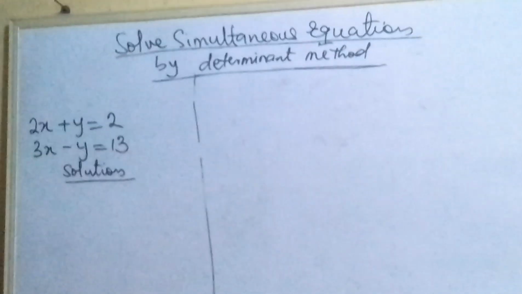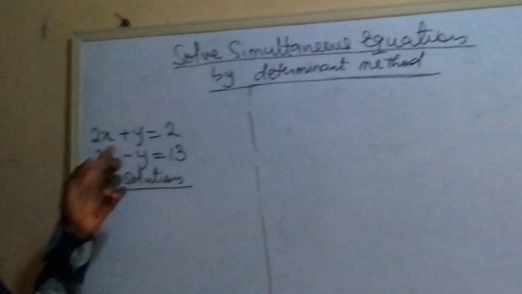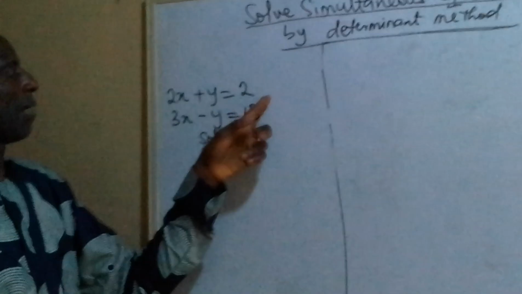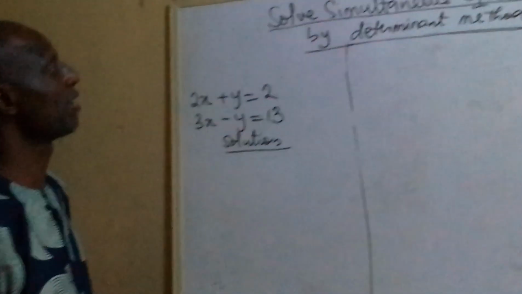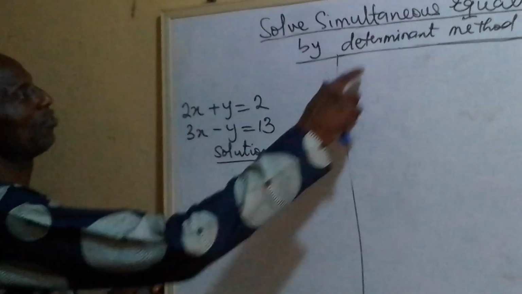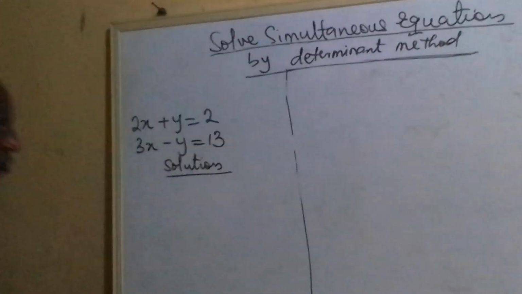I just treated this topic using Cramer's rule, this same maths, using Cramer's rule in matrix. Now, I want to use the determinant method.